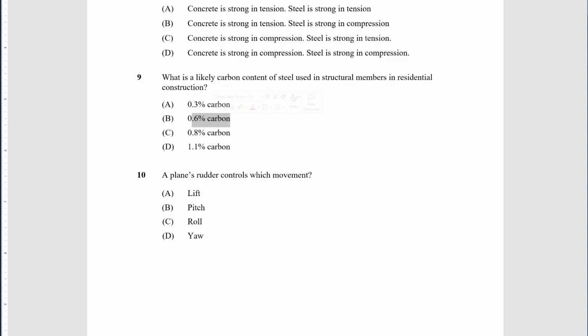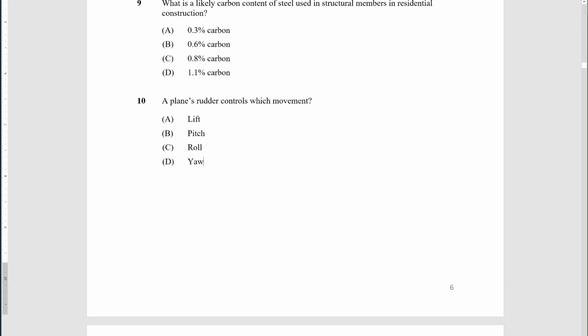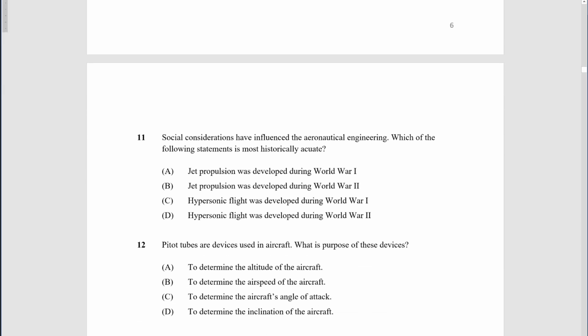A plane's rudder controls which movement? So the rudder controls yaw. If you think of the shark Jaws, the shark with an udder, that might help you to remember. But again, I think that's usually answered pretty well.